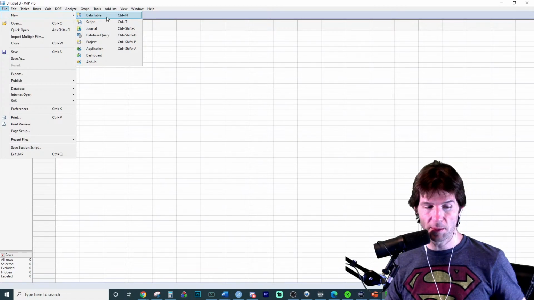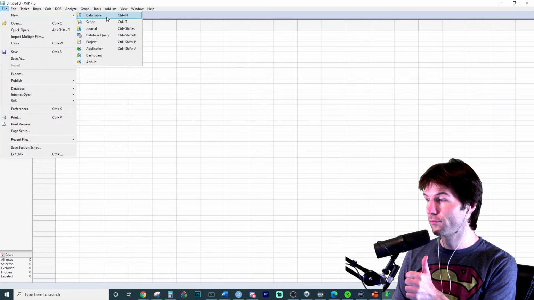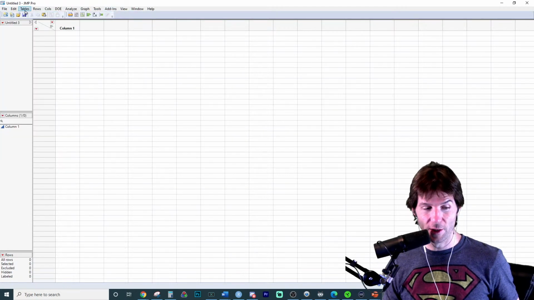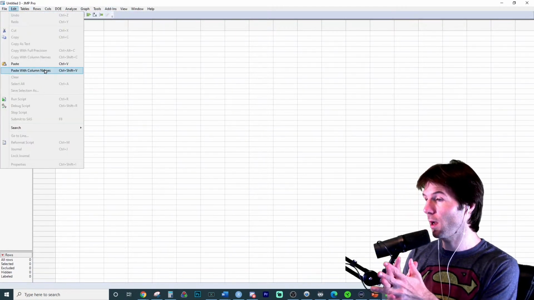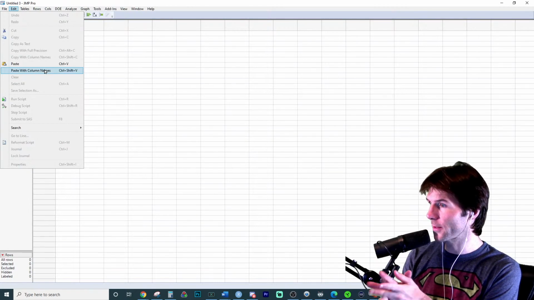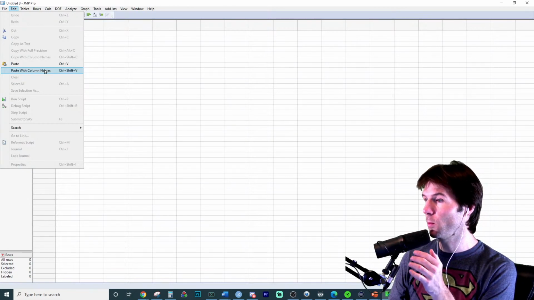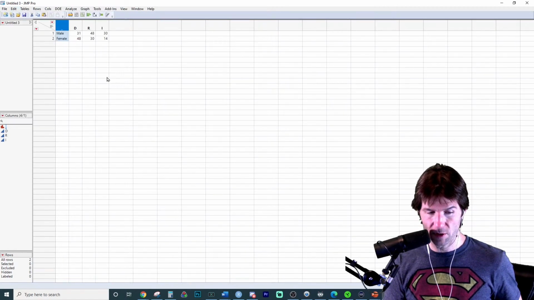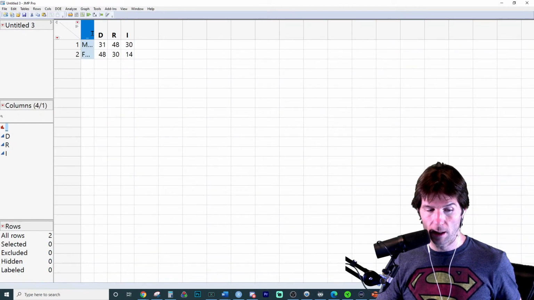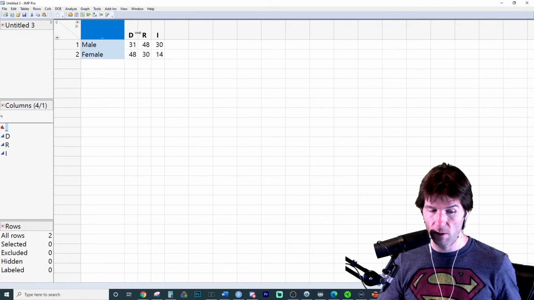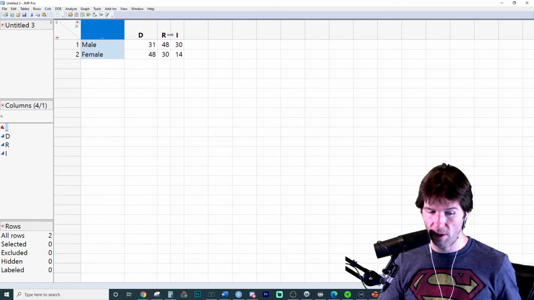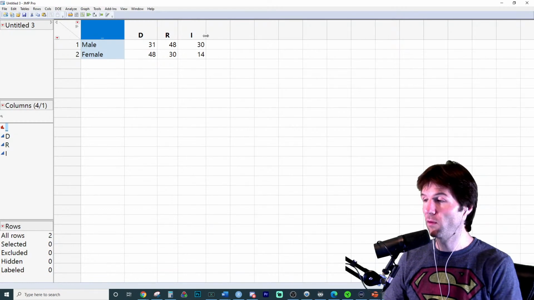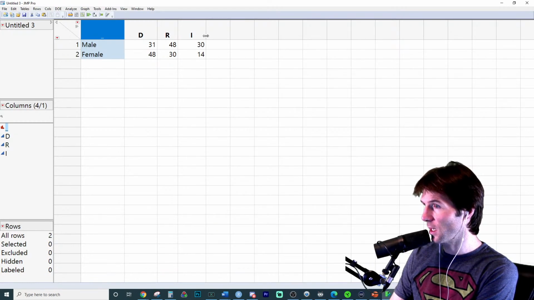With the new data table open, we're good. Go to Edit, Paste with Column Names. So there were column names, like headings to the columns. And with the column names already on there, we're going to paste those column names at the top. Let's zoom in so we can see this a little bit better. So this here is someone's gender. This is the counts of political parties. The data is not quite in a format we can use right now. We're going to fix this up.